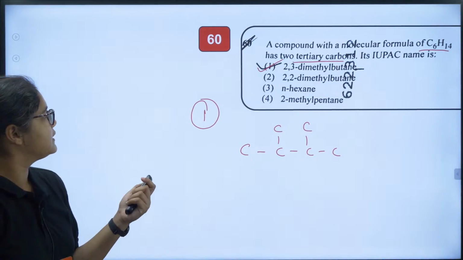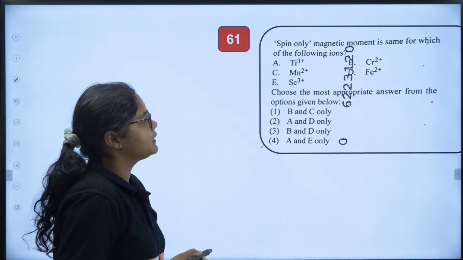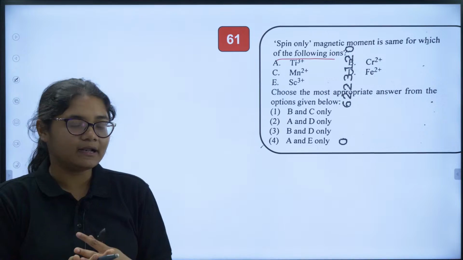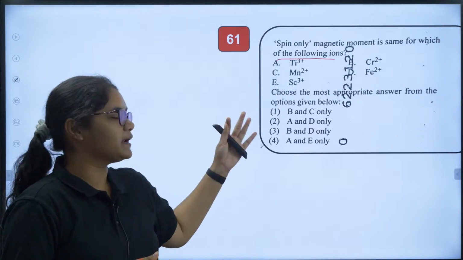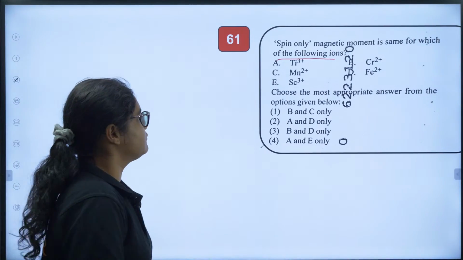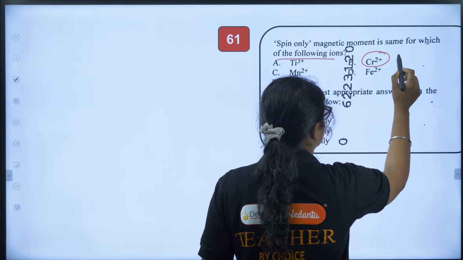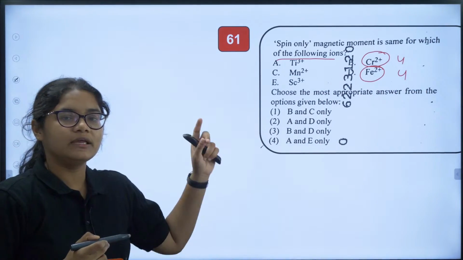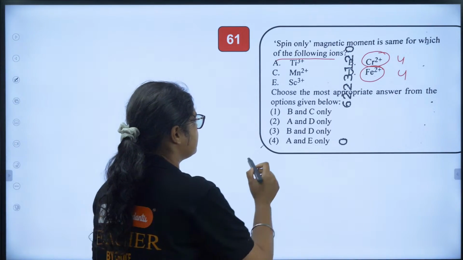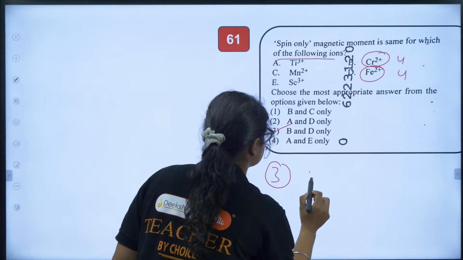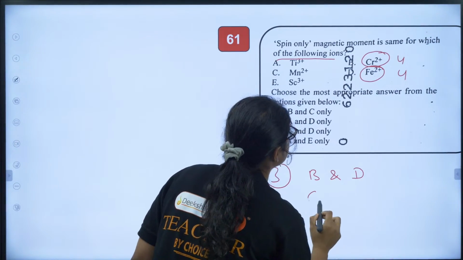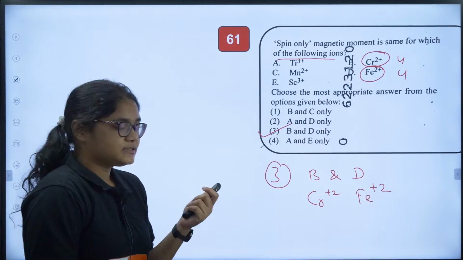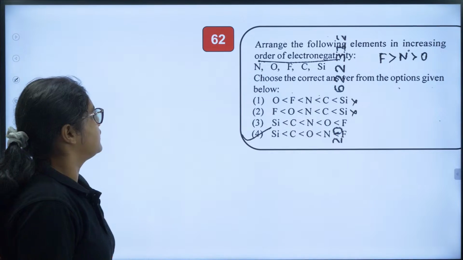Okay. Now let us see the next question. Spin only magnetic moment is the same for which of the following ions? So wherever the number of unpaired electrons is the same, there the magnetic moment will be the same, right? So if you see here, in Cr2+ there will be 4 unpaired electrons. In Fe2+, there will be 4 unpaired electrons. So in B and D, the magnetic moment will be the same. So the correct answer for this question is option B and D, that is Cr2+ and Fe2+, right? So this question was again an easy question from your d and f block.